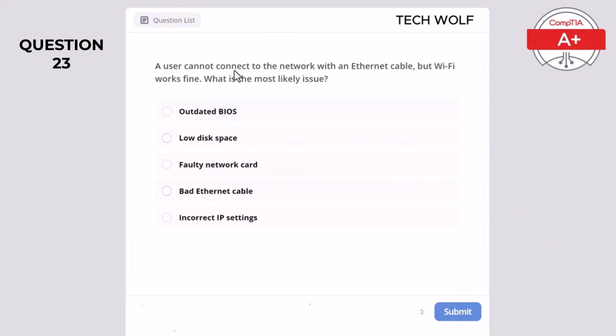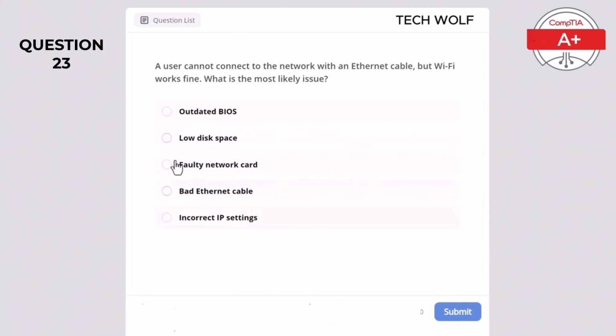A user cannot connect to the network with an Ethernet cable, but Wi-Fi works fine. What is the most likely issue? Outdated BIOS, low disk space, faulty network card, bad Ethernet cable, or incorrect IP settings.